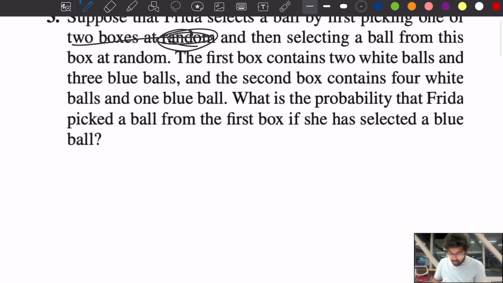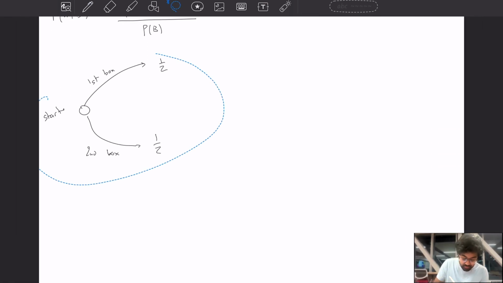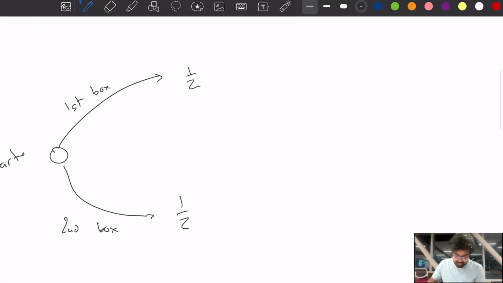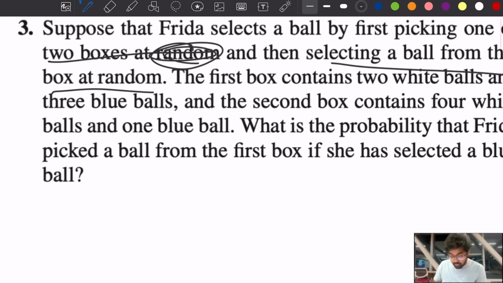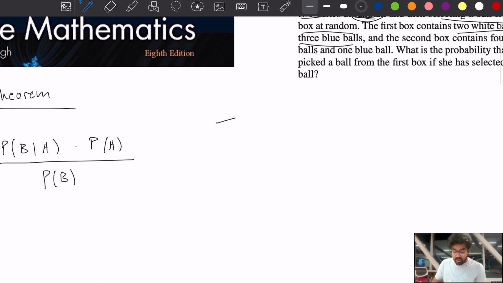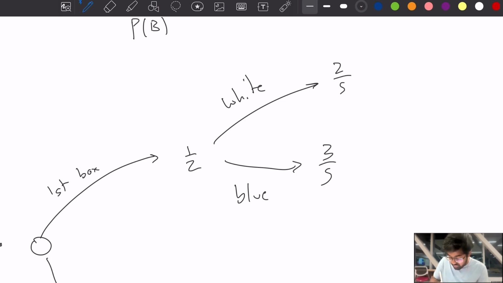Let's keep reading. Then she selects a ball from this box at random. So now we know that these boxes have balls inside of them that Frida will be picking. Let's move this down here to make more space. We're seeing how our story is compounding from left to right. The first box contains 2 white balls and 3 blue balls, so that's a total of 5 balls. Right here we have the white ball or the blue ball. White is 2/5 and blue is 3/5.